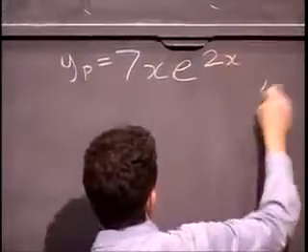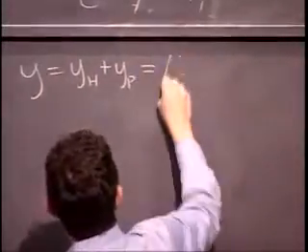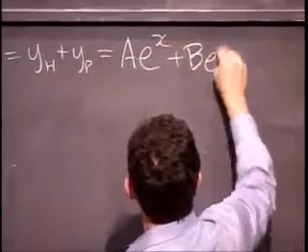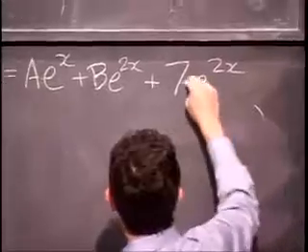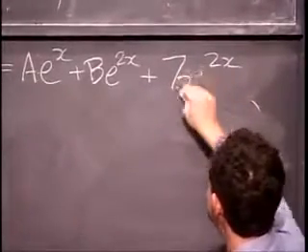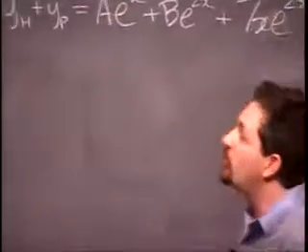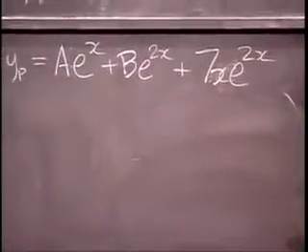So y is yh plus yp, which is a e to the x plus b e to the 2x plus 7x e to the 2x. Now look at the original homogeneous solution on that board. One of the solutions was lambda equals 1. So you do get an a e to the x. The other one was lambda equals 2, which necessitated the extra x in there.